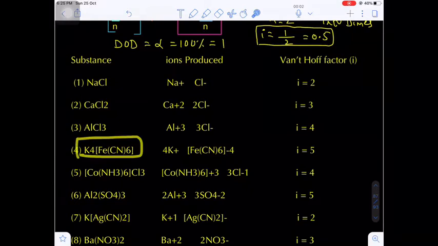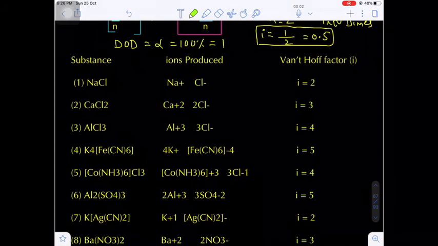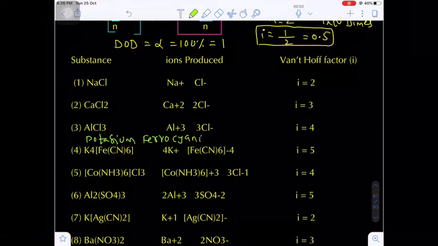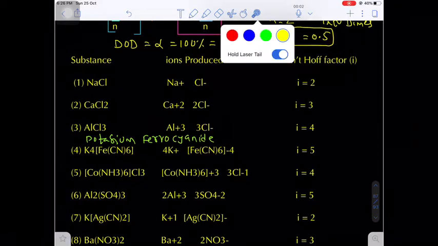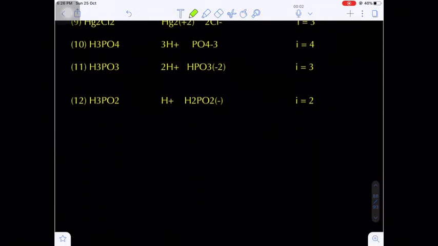This is potassium ferrocyanide, K4[Fe(CN)6]. The name of this one is very important. We will learn it in inorganic chemistry, coordination compounds. The name of this compound is potassium ferrocyanide. How potassium ferrocyanide dissociates, we have to see in inorganic chemistry.